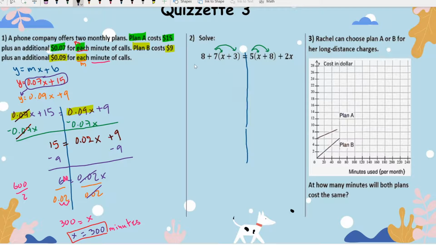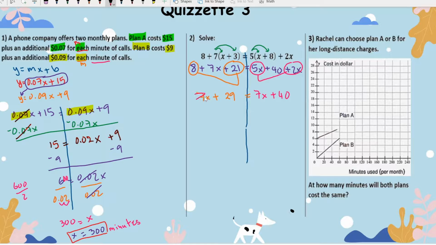Okay, so we have 8 on top, you bring it down, plus 7 times x is 7x, 7 times 3 is 21, 5 times x is 5x, 5 times 8 is 40, plus 2x. Okay, then we will combine like terms. 8 plus 21 will give you 29. And bring down 7x. Then 5x plus 2x will give you 7x plus 40.